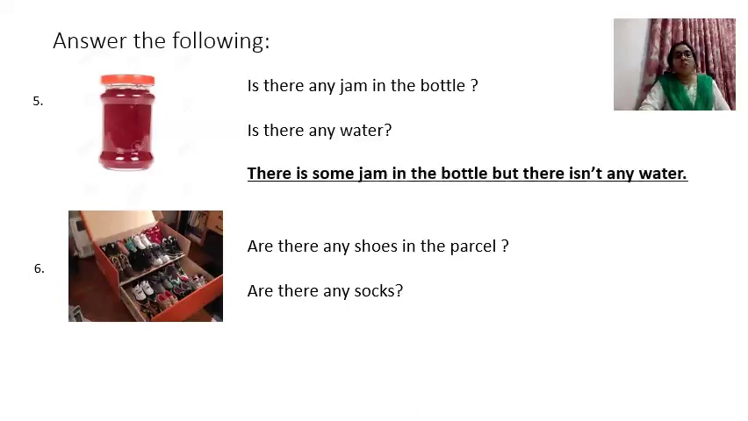There is some jam in the bottle, but there isn't any water. Now both jam and water are uncountable nouns. You cannot count jam. You cannot count water. So, the question is beginning with is there.